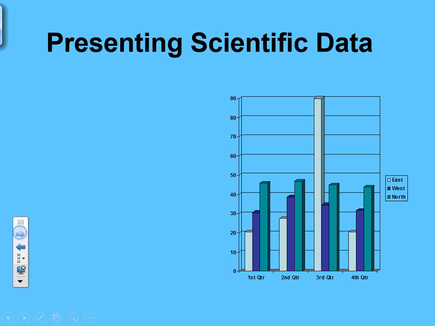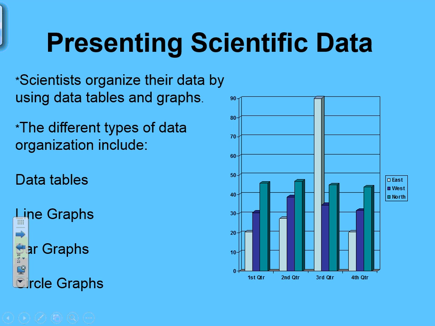And scientists show their work by using data tables and graphs. Data tables and graphs. That's how we're going to show our work. Now, you guys have worked with graphs a little bit in 7th and 8th grade math, but we're going to continue to kind of learn how to graph here.